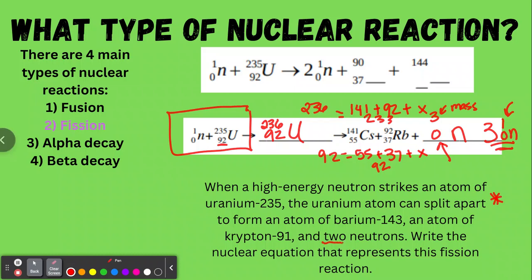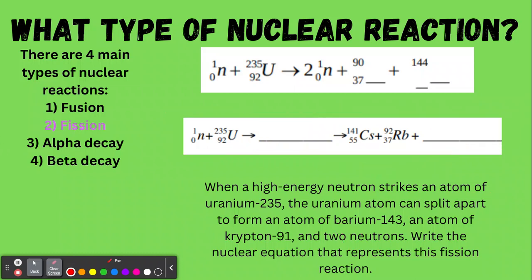Okay, if it's got 2 neutrons here, remember you're going to put the 2 in front and the 1 over 0 in. Okay, so those are fission reactions.